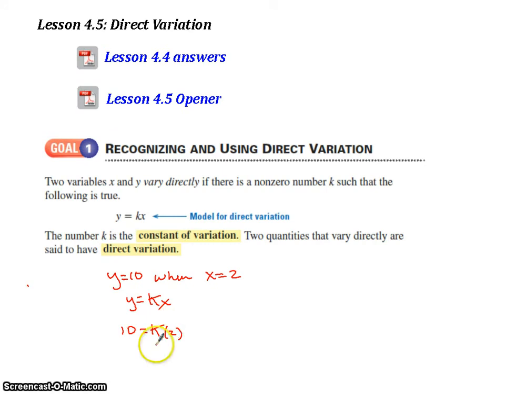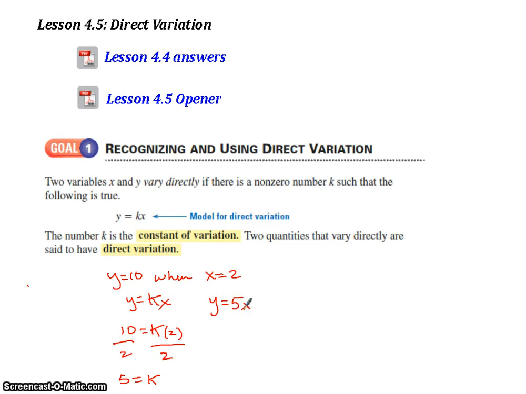And now to find out what the constant of variation is, I just divide both sides by 2. And I get 5 is equal to my constant of variation. Okay? So when I write that, I would write it as this: y is equal to 5, which is my constant of variation, x.